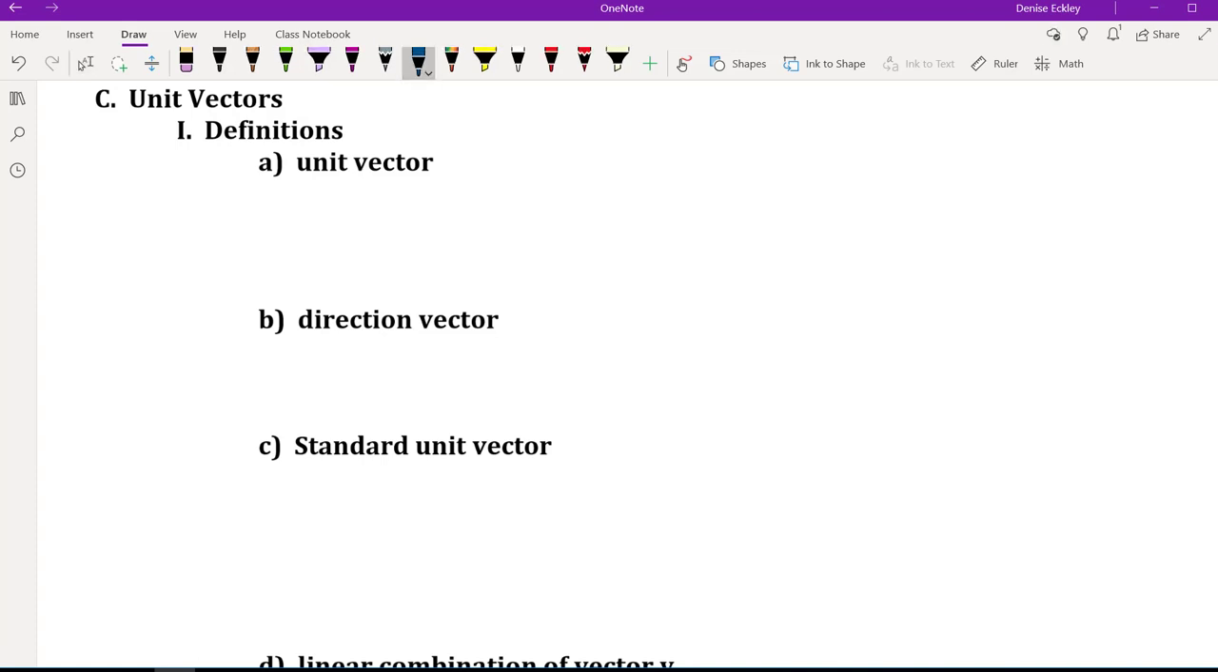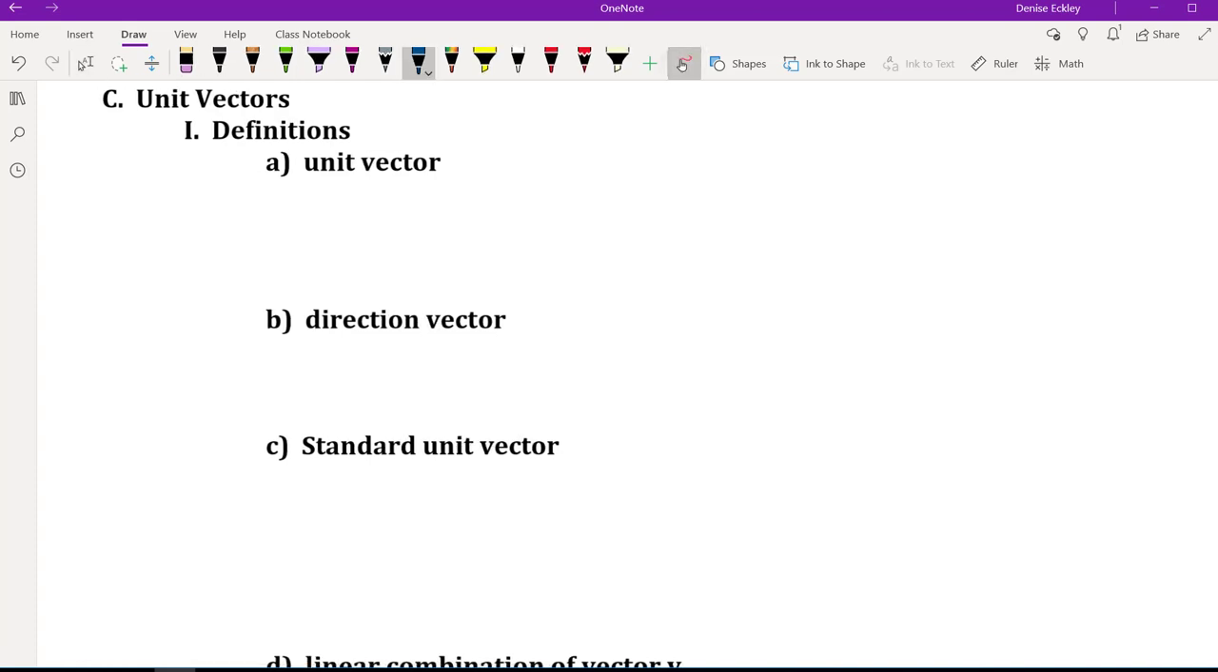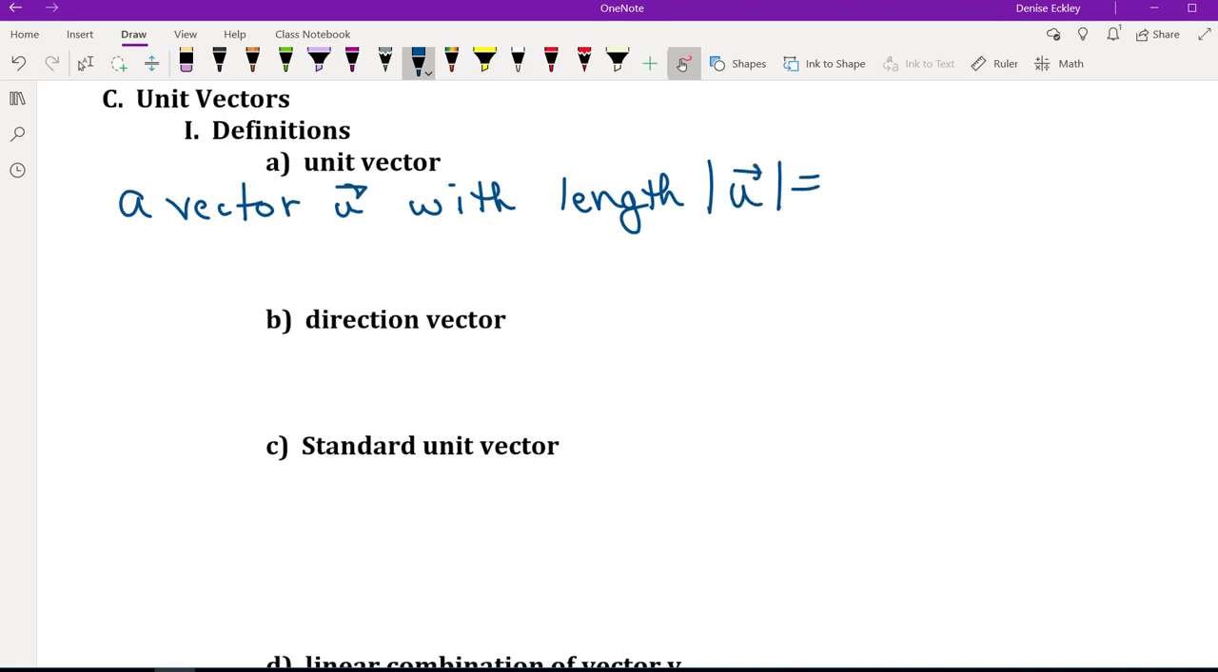So a unit vector: a vector u with length, which would be the magnitude of u, that magnitude is 1. Okay, so then if we have another vector, v, and we know it is not the 0 vector, because that wouldn't make any sense. Why are we going to combine something with 0?